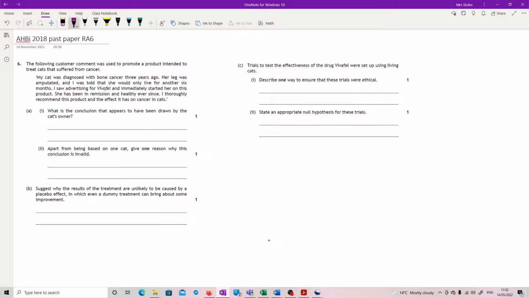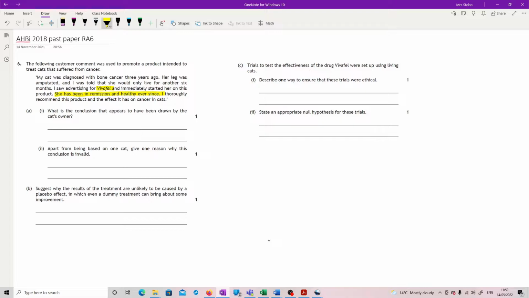What is the conclusion that appears to have been drawn by this cat's owner? What's this bit here? She has been in remission and healthy ever since. So her conclusion is that it's the Vivafel itself which has caused the remission and kept her healthy.